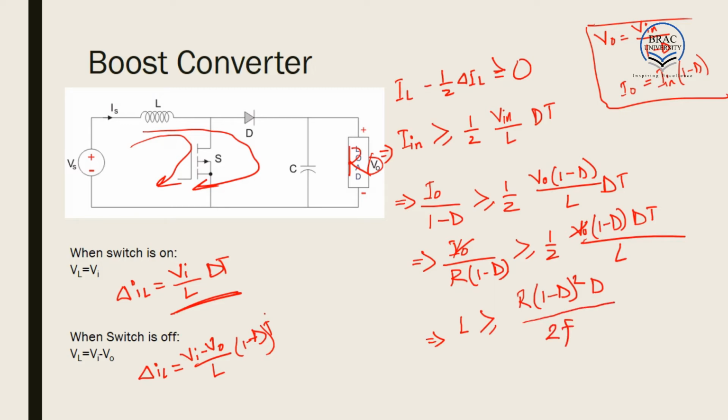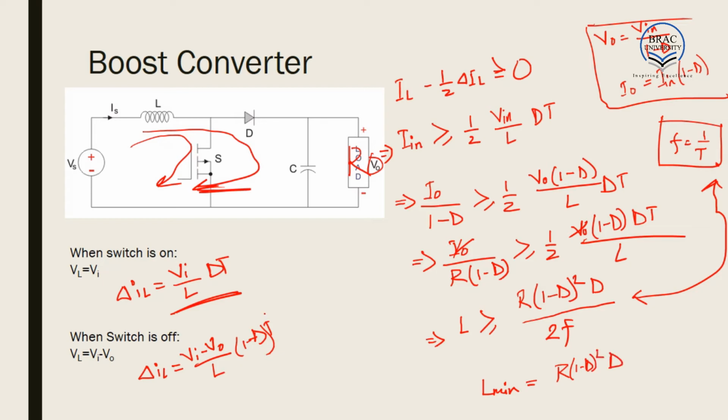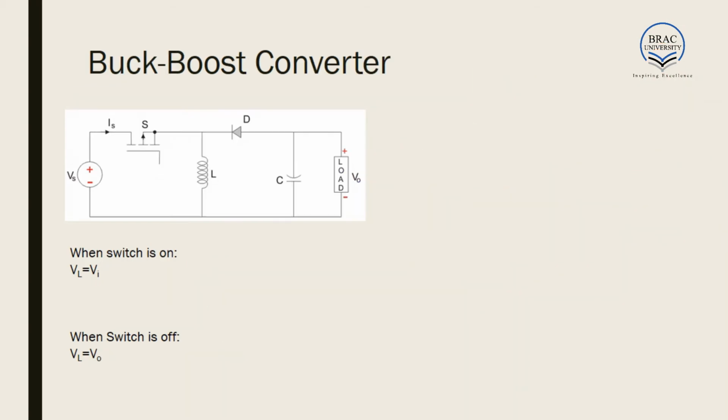2f. We write f is equal to 1 by T, or T is equal to 1 by f. We have replaced this in the equation here. As a result, we get this expression, from which we get the minimum value of inductor that will be required to design this boost converter: R (1 minus D) whole square into D divided by 2f. Thus, if we know this expression, we can calculate the value of inductor and we can design our boost converter.